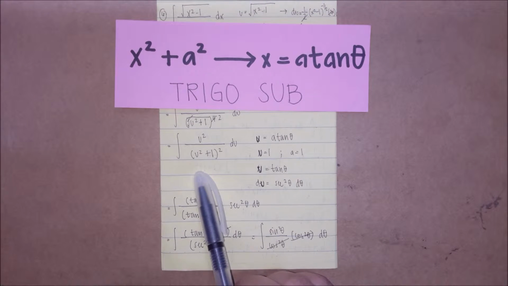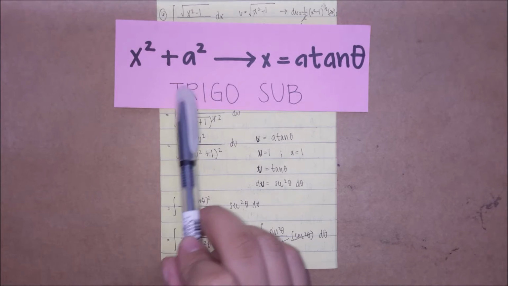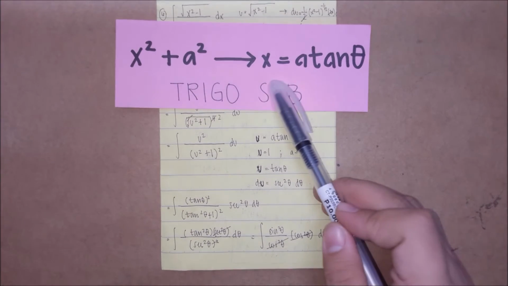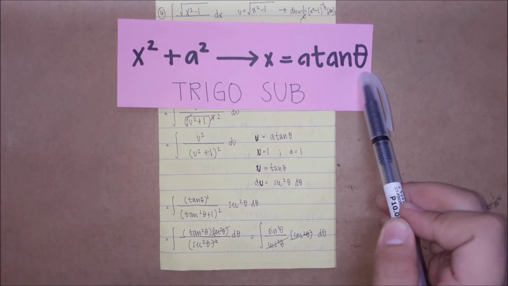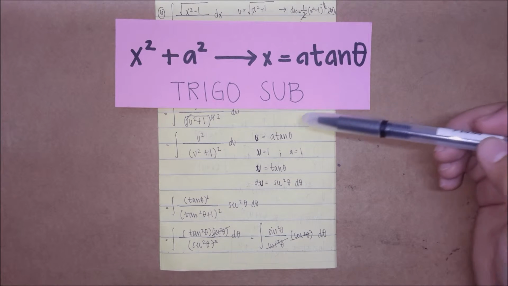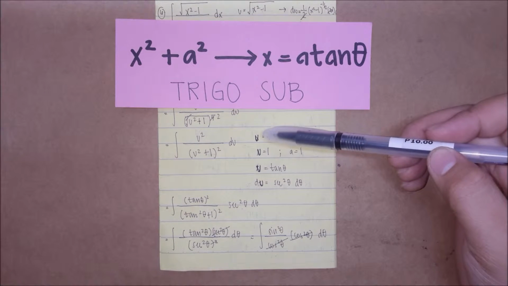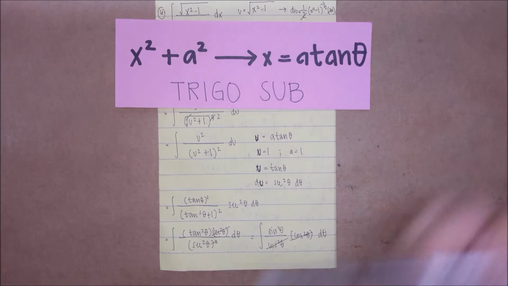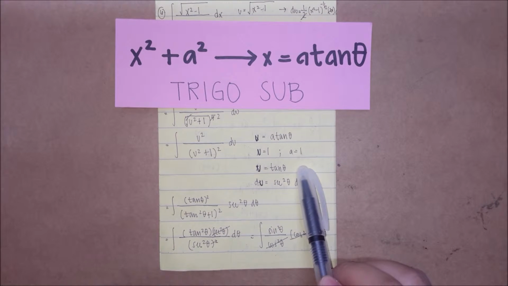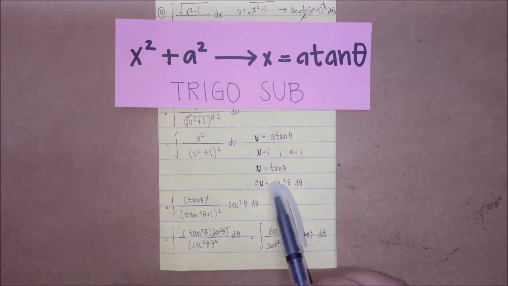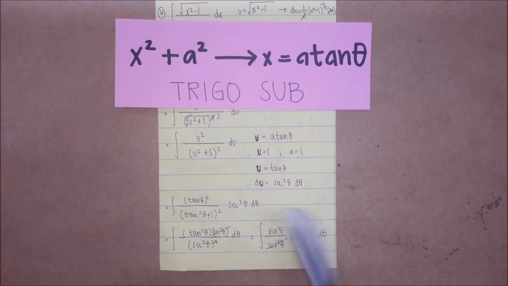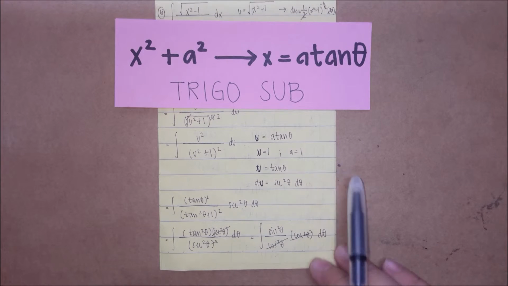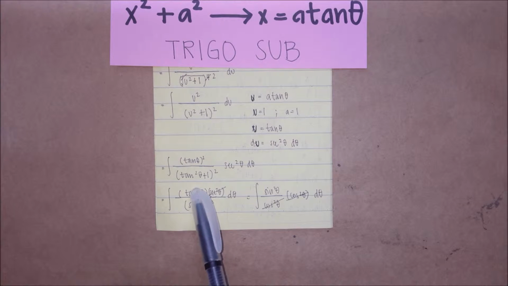Since here we get the format of x squared plus a squared, we can use x equals a tan theta. So u equals a tan theta, where a equals 1, then u equals tan theta. Then differentiate, du equals sec squared theta d theta. Then plug it in again in the original.